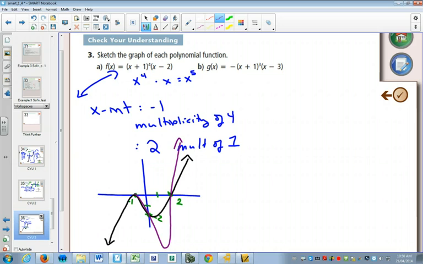But with my y-intercepts and my x-intercepts, and knowing which ones bounce and which ones don't, I get the general idea. So I'd like you to try that next one off to the side. The questions you can do for this are 9, 10, 11, and 12.